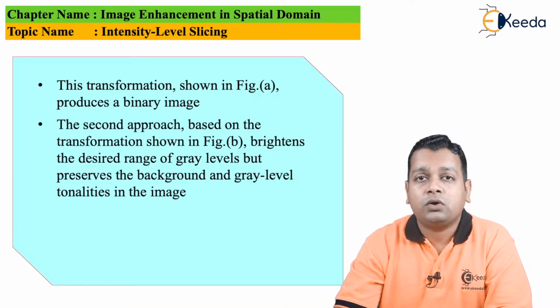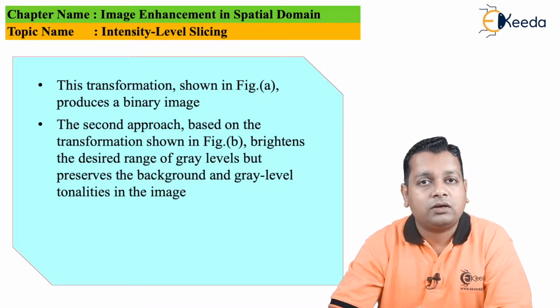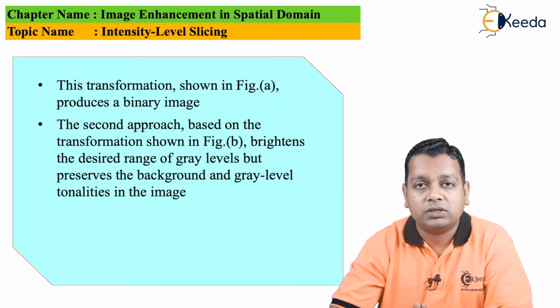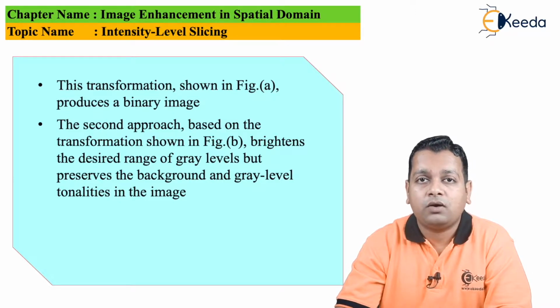Next, the second approach or the second theme for intensity level slicing we can discuss here. This is based on the transformation we shall see in figure B, and here the brightening of the desired range of gray levels is done, but with the preservation of the background. So background is actually the gray levels that are not of that much interest. The gray levels that are not of interest are maintained with the original values, and the interesting gray levels are highlighted. So in this we are not restricted to only two logic levels, hence the background in the image is preserved. So these are the two approaches.